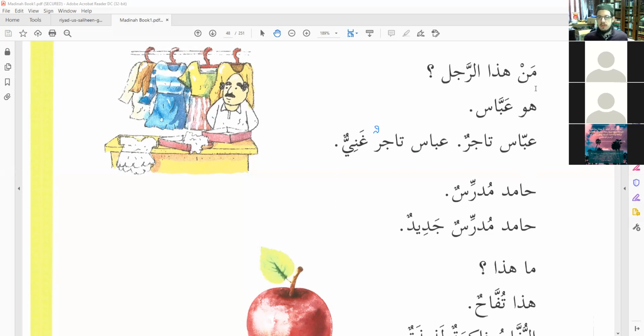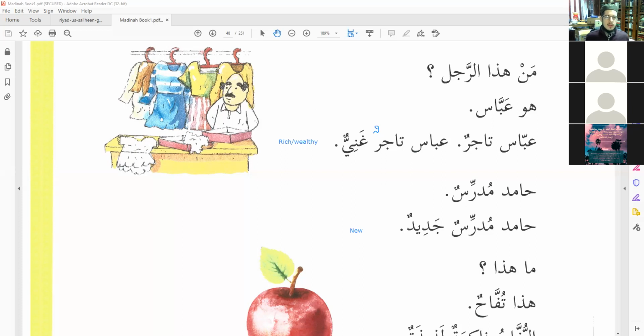Very good. MashaAllah. Good job. So, man hada rajulu. Who is that man? Huwa Abbas. He is Abbas. Okay, now we're getting into our sifa mawsuf pairs. Ghani means rich, wealthy. Like it's one of the names of Allah, Al-Ghani. Jadid means new.